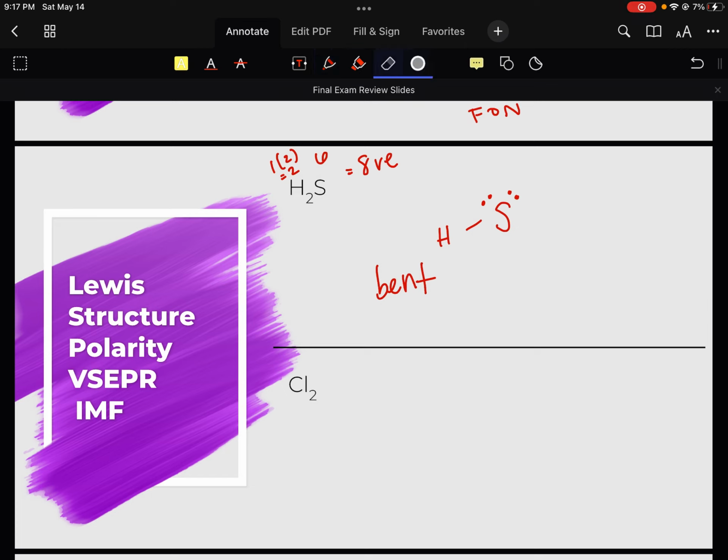If you wanted to, you could redraw it a little bit so it looks more like the picture, but it doesn't matter that much as long as you can remember that that's what it really looks like. Now we can look at our polarity. To do our polarity, remember we're going to look at our electronegativities. I know hydrogen is 2.1. I can't remember off the top of my head what sulfur is, but I know that the difference is greater than 0.4.